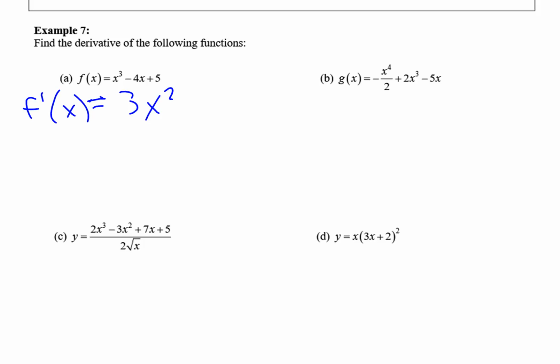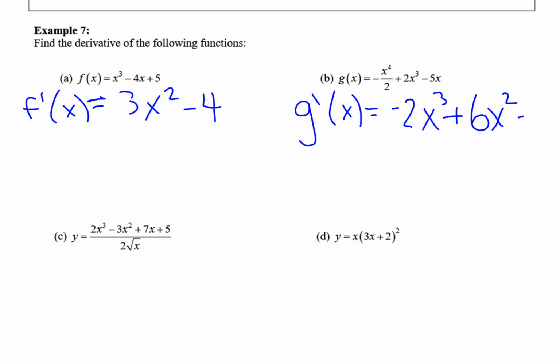So we get 3x squared minus 4, and then plus 5, that would be 0. Okay, you may need to rewrite it, or you may not. For this one, we have g prime of x equals negative 2x cubed plus 6x squared minus 5.